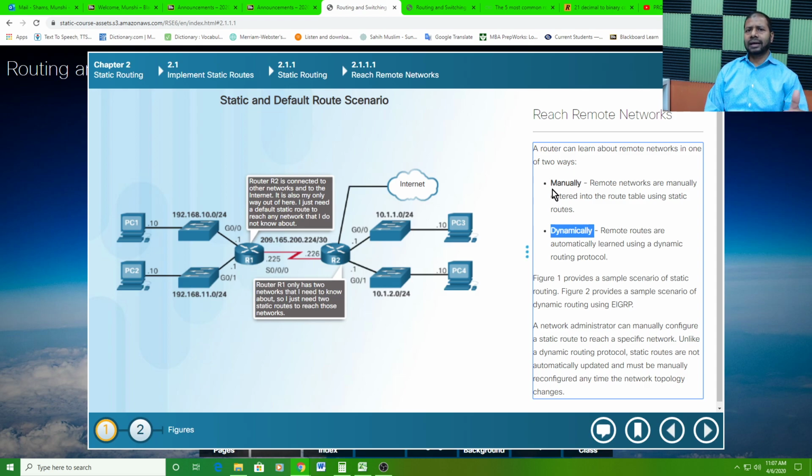Then the router is going to have some other entries in the routing table that will start with C, meaning connected. That will be a directly connected network.